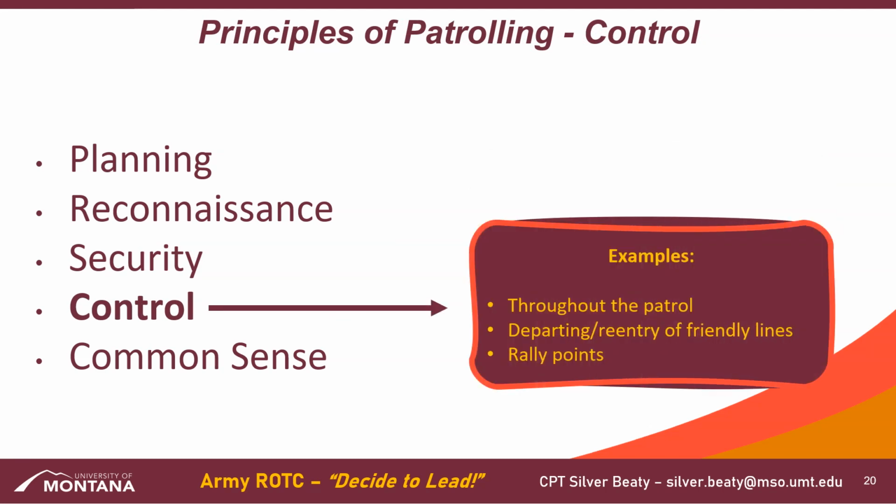What things do we have in place for that patrol to make sure that we're keeping as secure as possible? Now for the control principle, really this happens throughout your entire patrol, but we're focusing on our departing and re-entry of our friendly lines, as well as our rally points. And if you've been through our basic battle drills or intro to battle drills lesson, you'll understand why those rally points play a part in all of this.